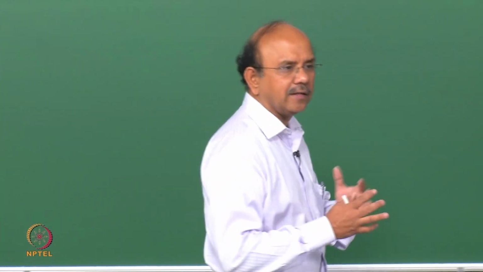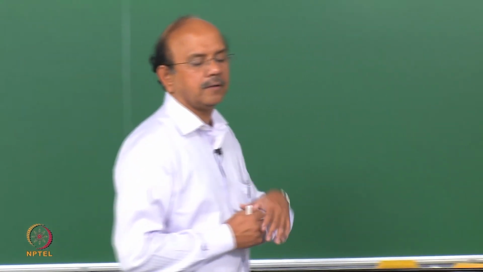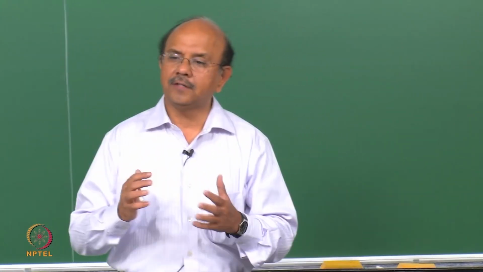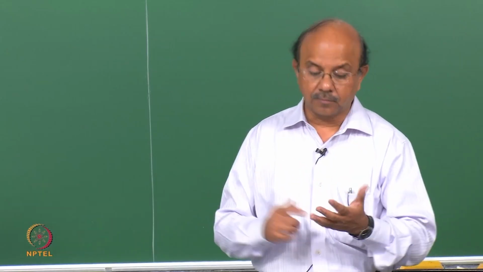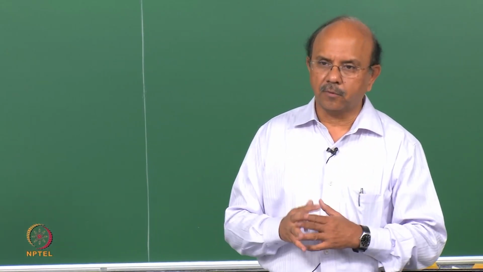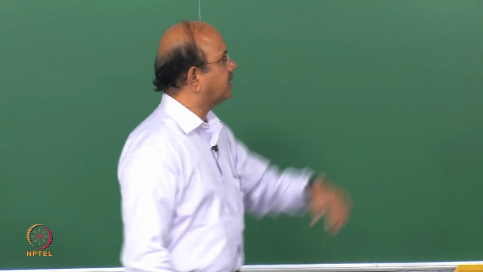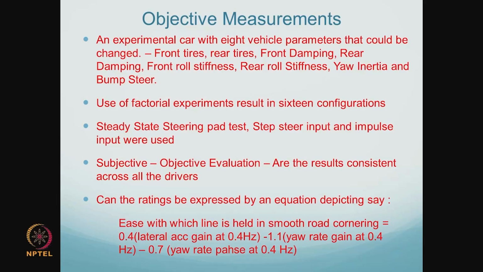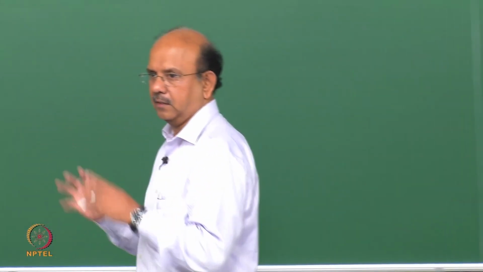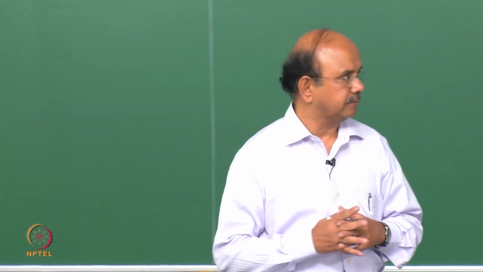Whether the questions require similar responses from the driver, and whether these questions were similarly responded to. So this is also important. We also said that the experimental car which Dr. Chen and Ash used at Leeds University had 8 vehicle parameters, and these 8 vehicle parameters were changed and 16 configurations were arrived at, or 16 different cars were tested.